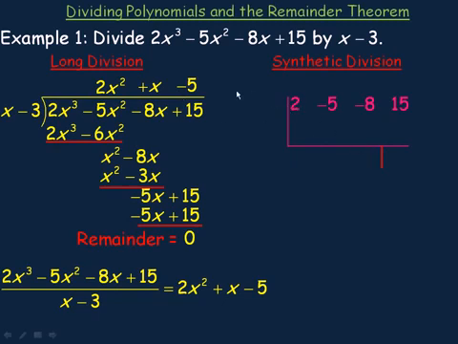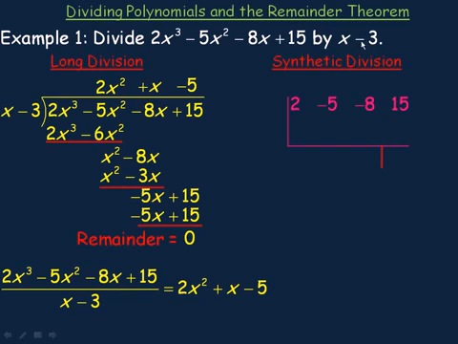Notice what goes up here are the coefficients of the polynomial you're dividing the x minus 3 into. So the 2x cubed minus 5x squared minus 8x plus 15. Now we're dividing by x minus 3. What goes over here is the restriction in the division. And since we're dividing by x minus 3, x cannot have a value that makes that divisor 0.